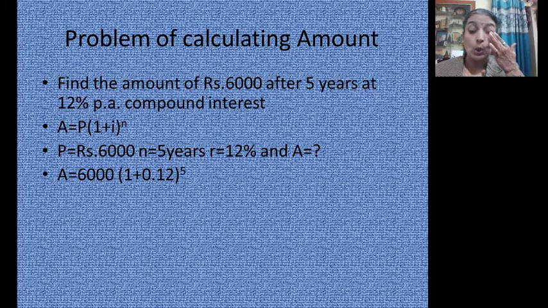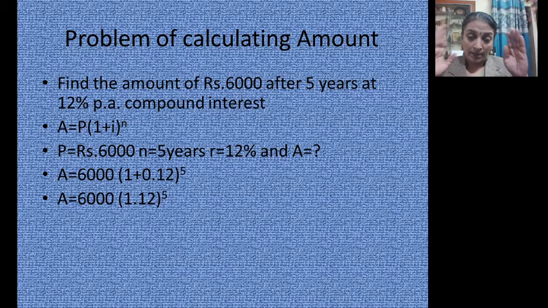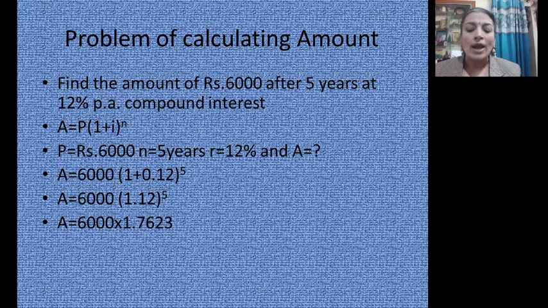So here A is equal to 6,000 in the bracket 1 plus 0.12 raised to the power of 5. Therefore, now the answer is 6,000 in the bracket 1.12 raised to the power of 5. So 1.12 into 1.12, like this you have to do for 5 times. Otherwise, put 1.12, then the multiplication sign, that is into, then press the equal sign for 4 times.